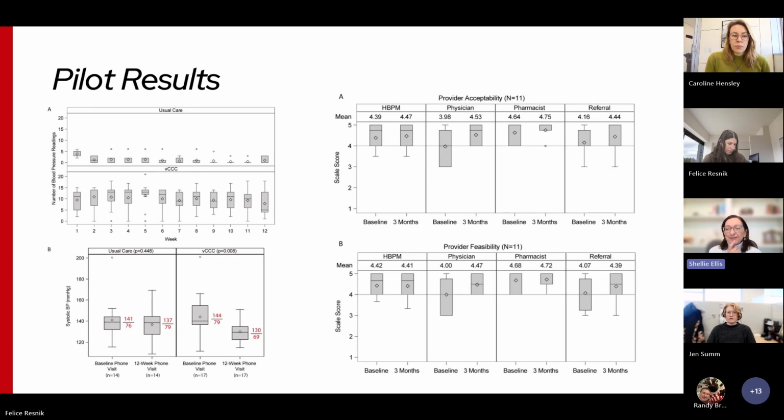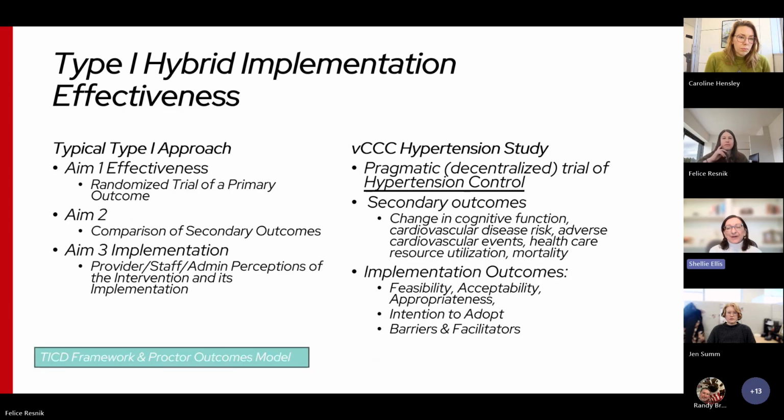Oh, sorry, I think we went forward, Felice. Can you go back one? Because of COVID, we ended up doing a lot of the data collection also remotely. And so it ended up being completely decentralized. But you can choose different trial designs when you're thinking about how to assess effectiveness.